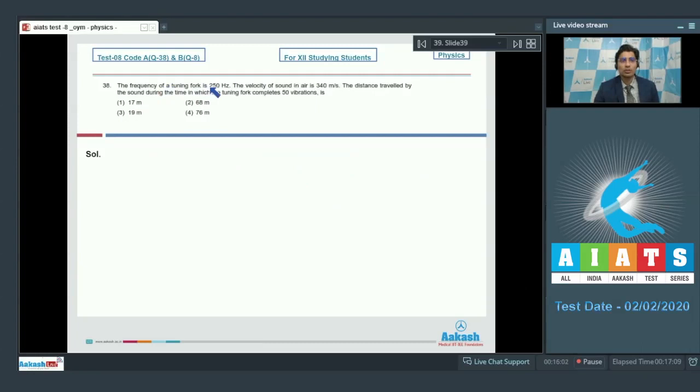Question 38 says the frequency of tuning fork is 250 Hz. The velocity of sound in air is 340 meters per second. The distance travelled by the sound during the time in which the tuning fork completes 50 vibrations is.